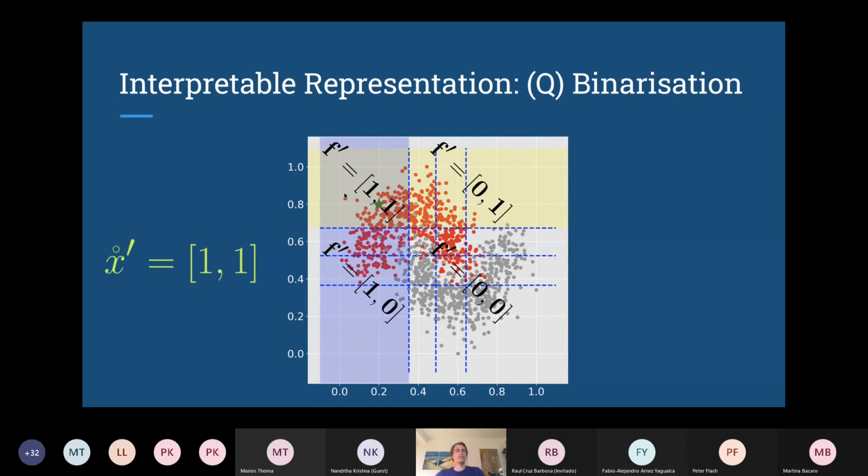The same on the y-axis, but different on the x-axis. This is the same on x, but different on y. And this is different on both x and y when you split. So this gives us the interpretable binary representation for our tabular data.